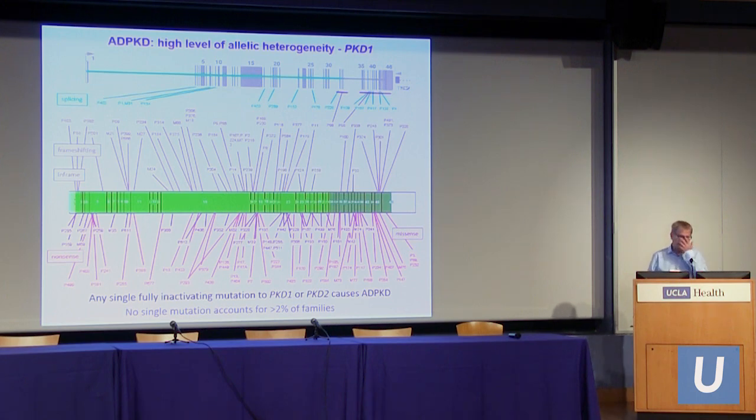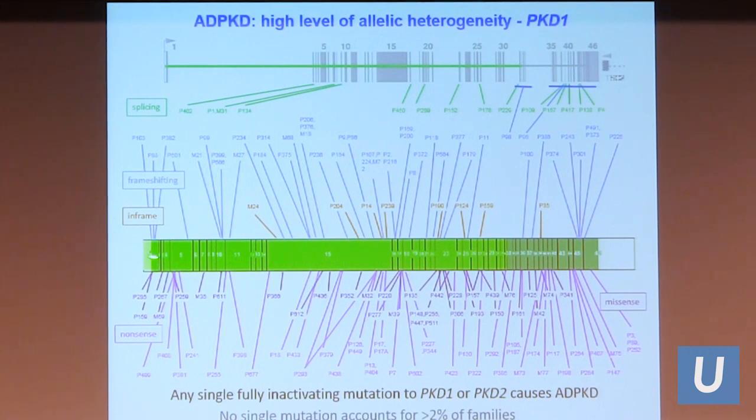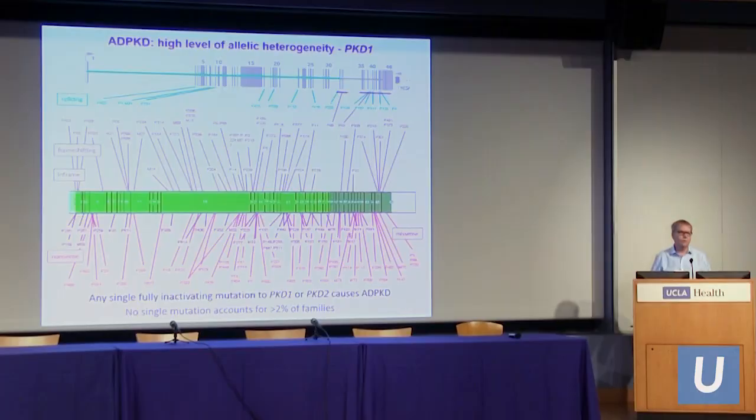So there are a lot of different mutations that cause ADPKD. This is just an example from one study of the different mutations. Mutations can be found throughout the gene, throughout the transcript here. They can be of every different type that we find mutations in the human genome. No single mutation accounts for more than 2% of all the patients that we see worldwide. And I think it's reasonable to say that a single inactivating mutation in PKD1 or PKD2 can give rise to ADPKD.